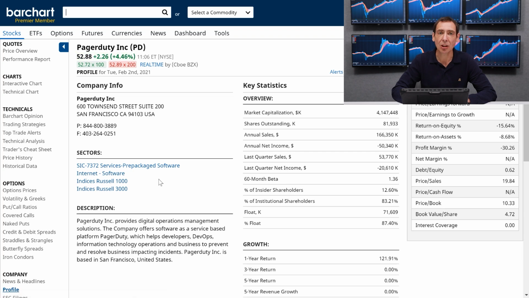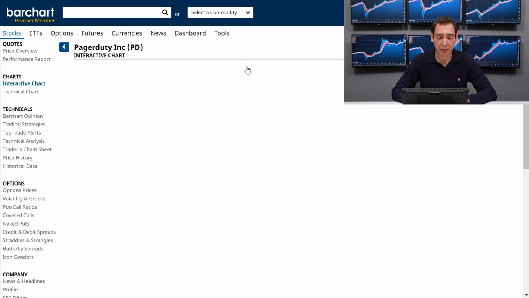Again, prepackaged software, the cloud. These sectors are not going anywhere. One year return, a hefty 121%. And if you look at the chart of this stock, let me show you this. You guys got to see this.